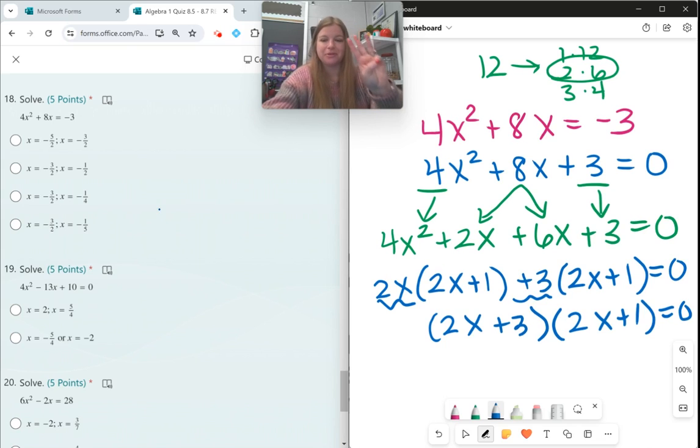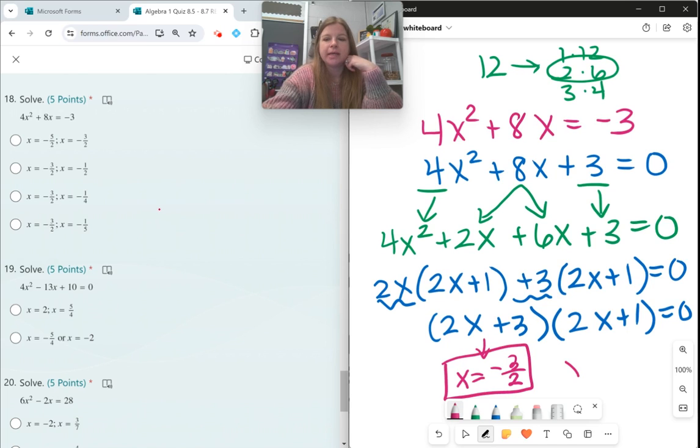And then step 3, set each factor equal to 0. If I set that equal to 0, I would subtract 3, divide by 2, and so my first solution is negative 3 over 2. Second one, if I set that equal to 0, I would subtract 1 and then divide by 2. So my second solution is negative 1/2.